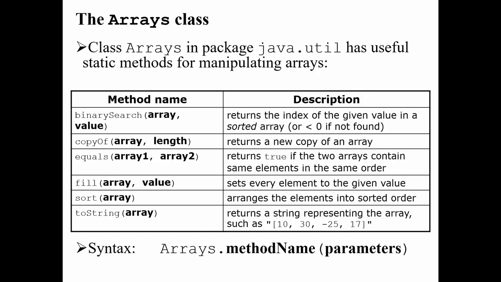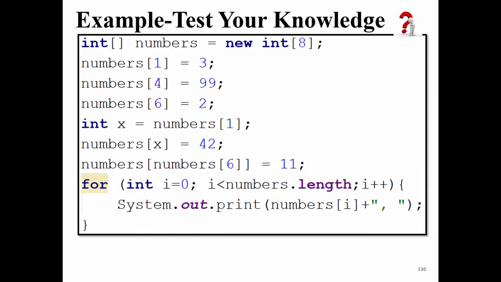And even if this array is an object array, like a rectangle array, you can use sort and it will look for compareTo and will sort rectangles based on the compareTo method. We can use toString on an array. This will allow us to print the array without using for loops.